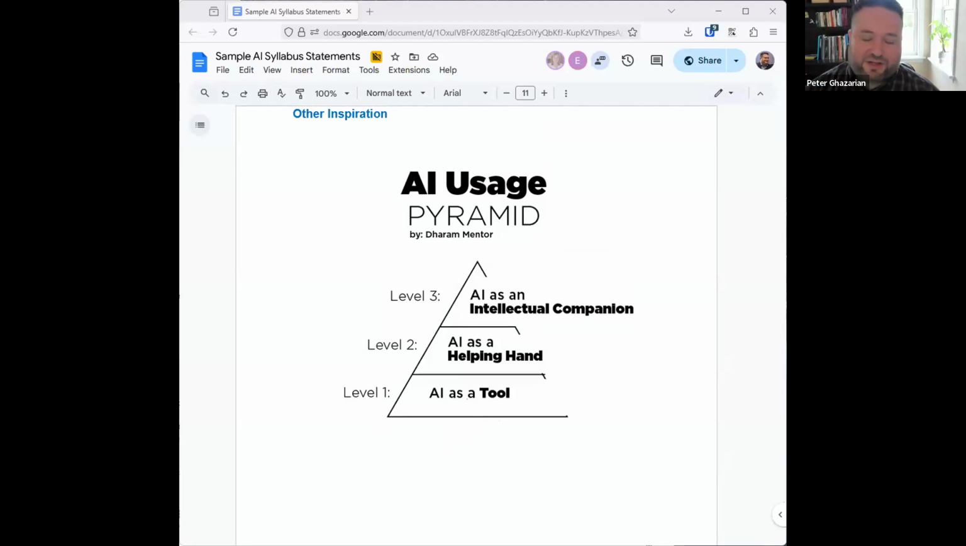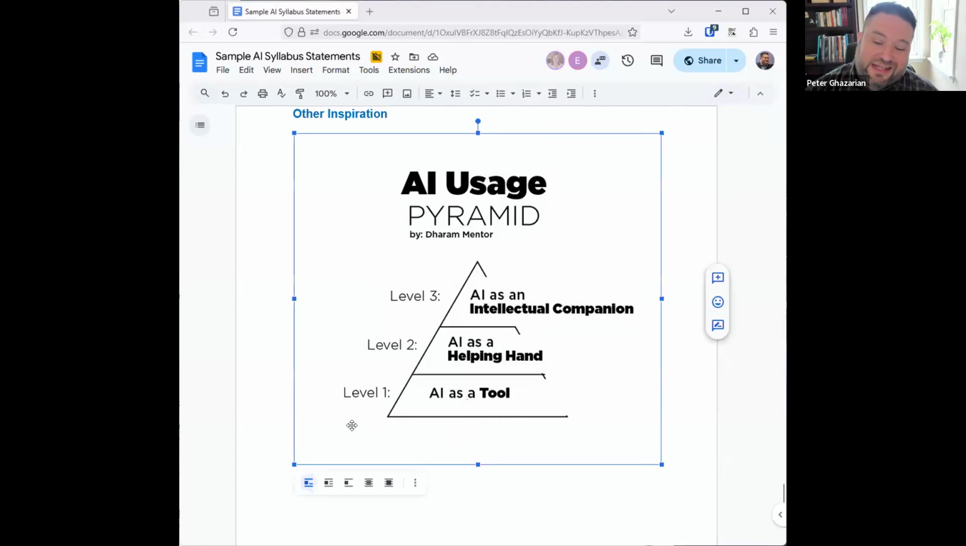I just realized I'm muted. Okay. Yeah, so the levels are the extent of the use. So AI as a tool would be like, hey, find me 6 sources that I could use. AI as a helping hand would be something like, I put together this list of sources. This is how I organized them. Do you think that this makes sense? Would you suggest an alternative way of organizing these?